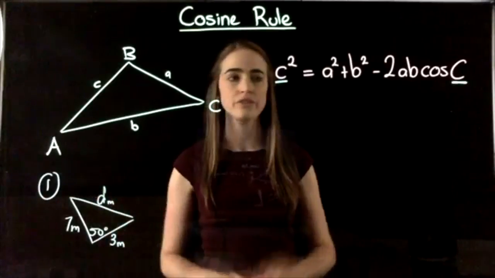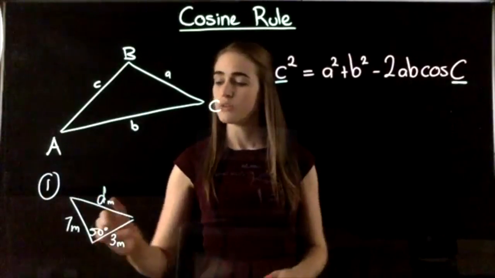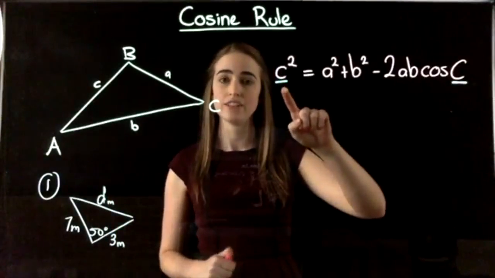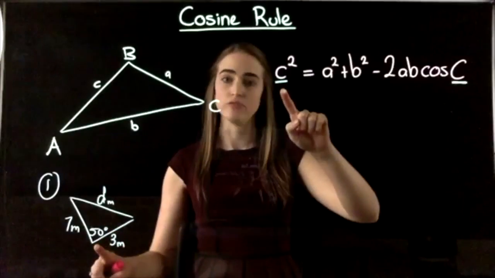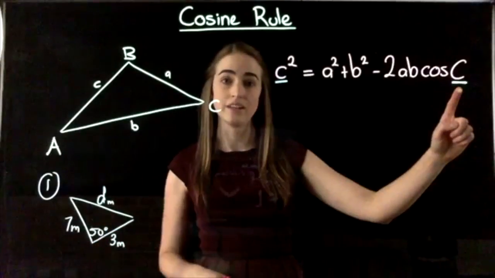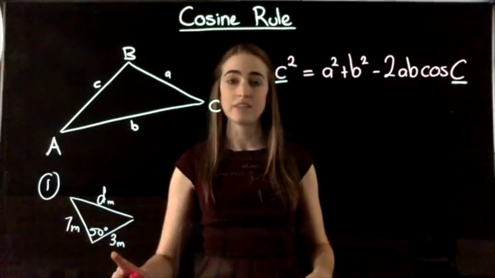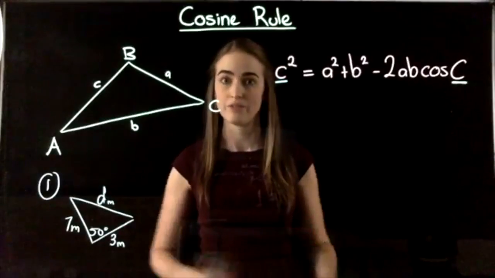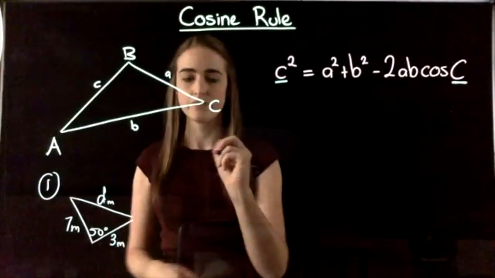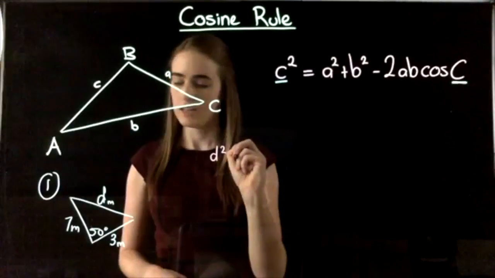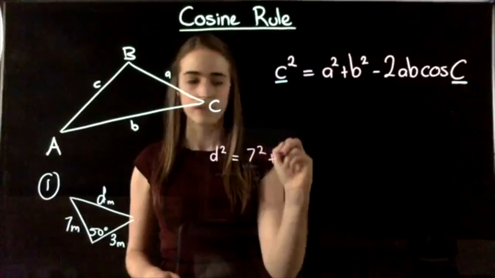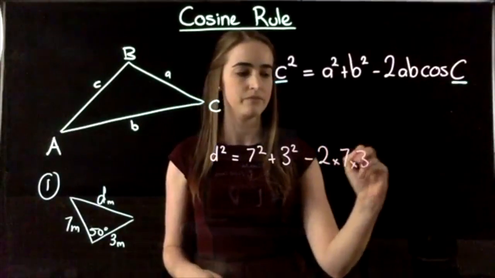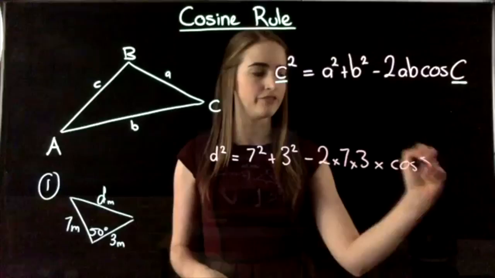So we're going to substitute all of this into our formula. We've got our D metres, so that's going to be our C, the side that we're trying to find. And it's also opposite our angle 50, so our 50 degrees is what's going to go in here. Our A and our B are our 7 and our 3, so it doesn't matter which order they go in, as long as one of them's A, one of them's B. So let's fill it in. We're going to have D squared is equal to 7 squared plus 3 squared minus 2 times 7 times 3 times cos of 50 degrees.